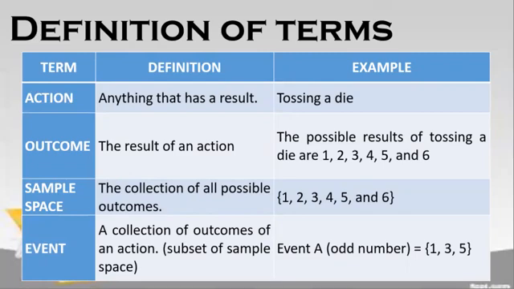And we also have the term event. So an event is a collection of outcomes of an action. So it is a subset of a sample space. So say for example, yun pa rin po yung action natin, yung tossing a die, and then we can say that we have event A, which is the odd number. So ano-ano nga ba yung possible results or outcome for event A, which is the odd number. So we have 1, 3, and 5.